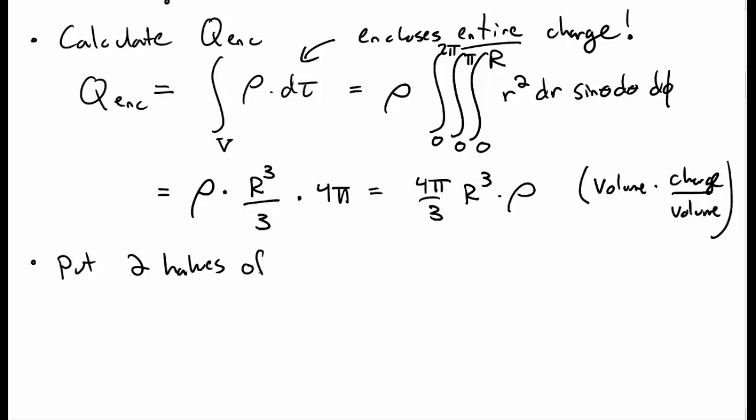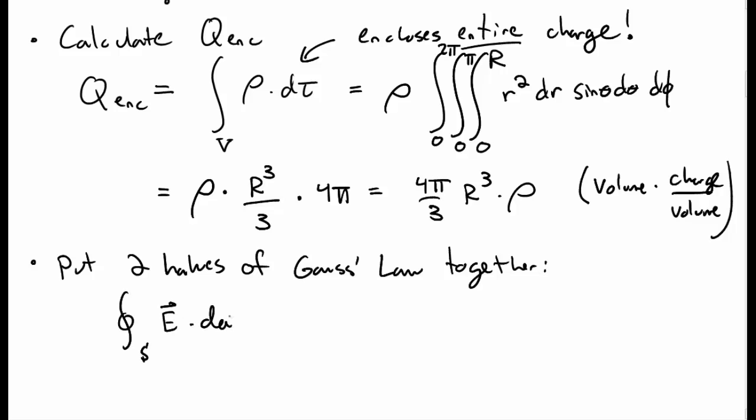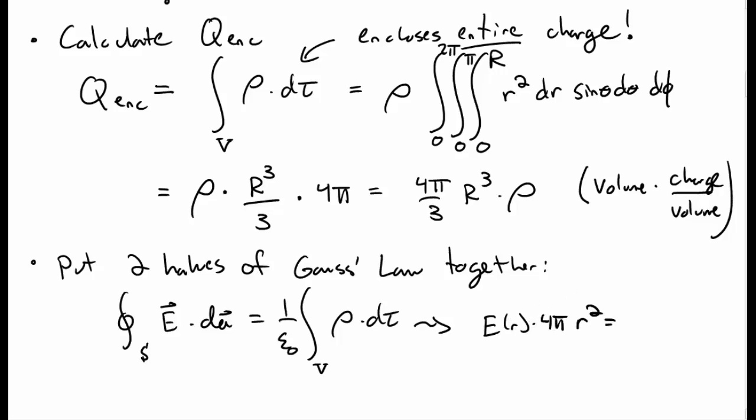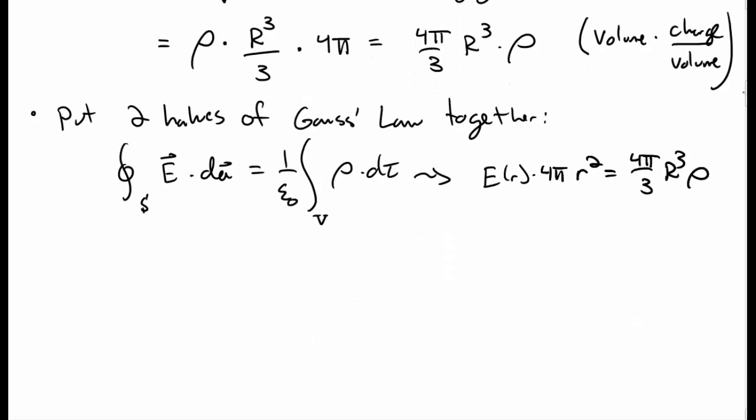Once we have these two halves of Gauss's law, then we just put them together to solve for the electric field. So the closed surface integral of E dot dA is equal to 1 over ε₀ times the integral of ρ dτ. So that means we have E times 4π r squared is equal to 4π over 3 big R cubed times ρ. Again, I want to point out that these are different r's. So there's a little r versus a big R.